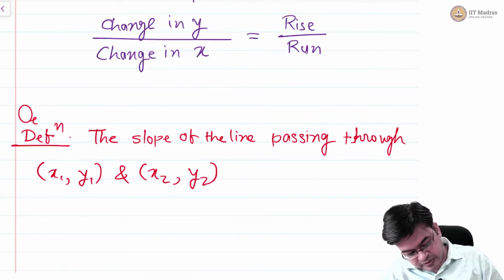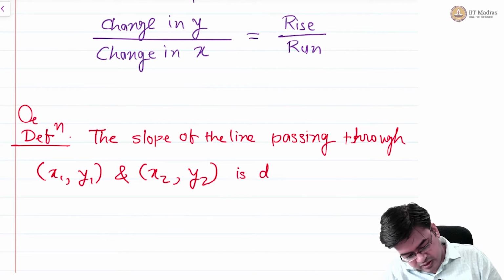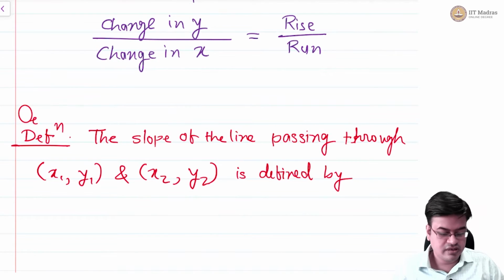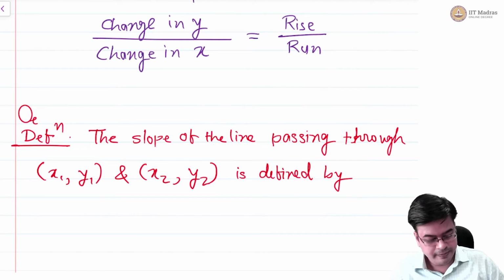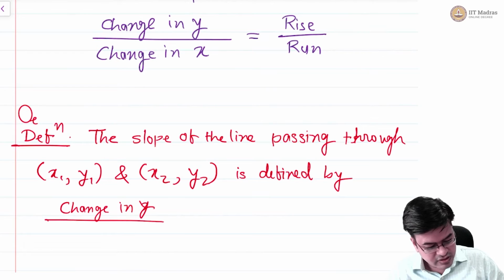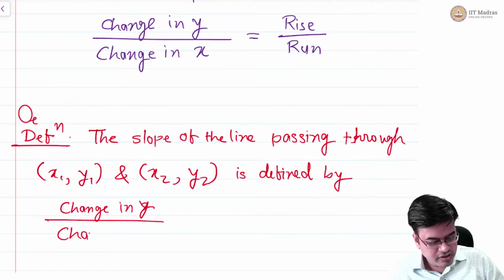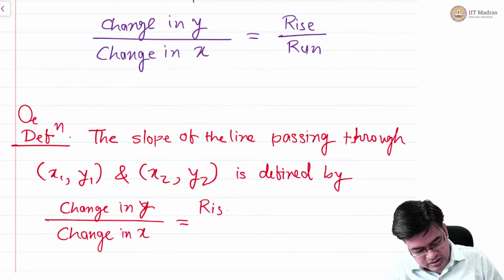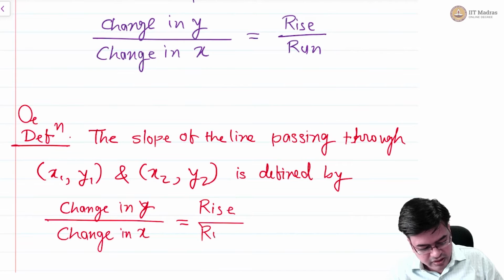This is defined by, now I said change in x and change in y, right? So let us write it that way only. Slope is defined by change in y first in the numerator upon change in x, which in particular means rise by run.